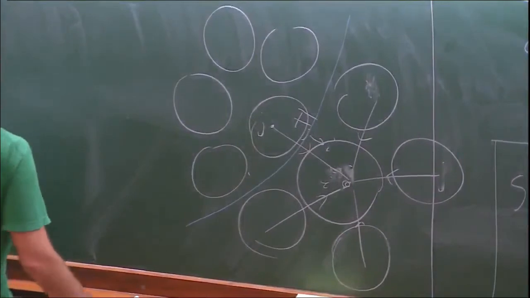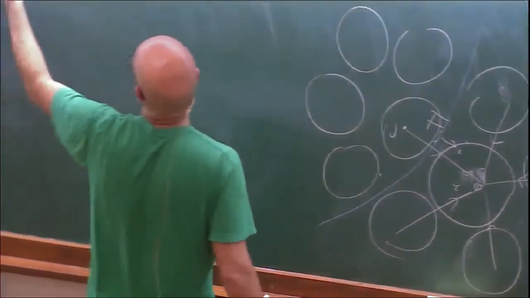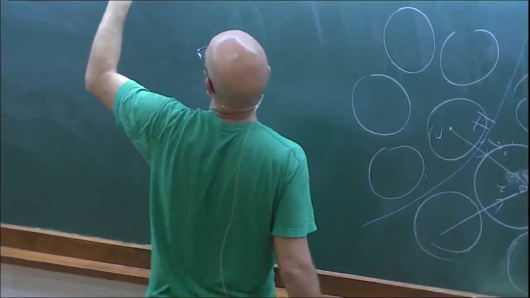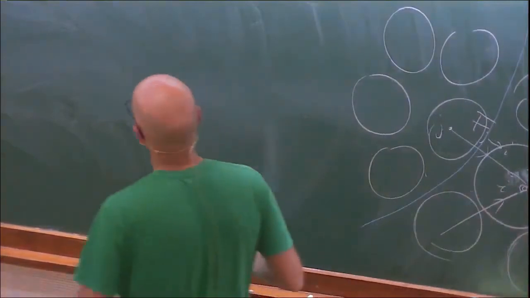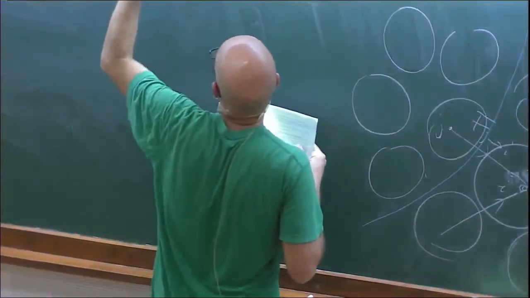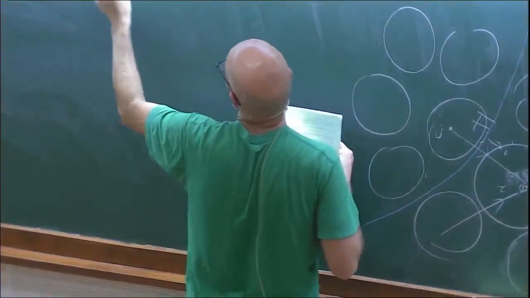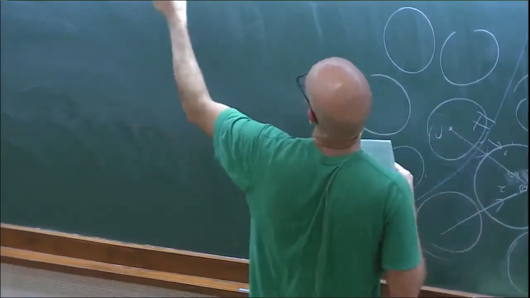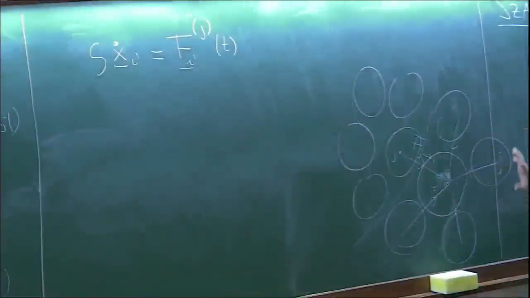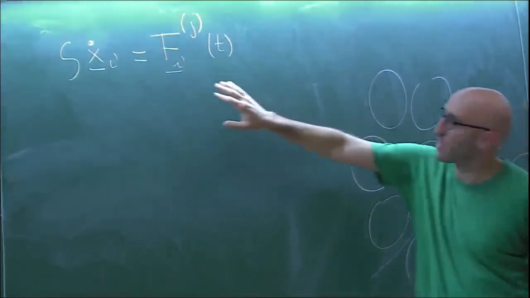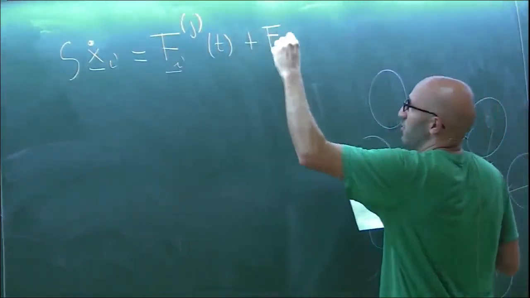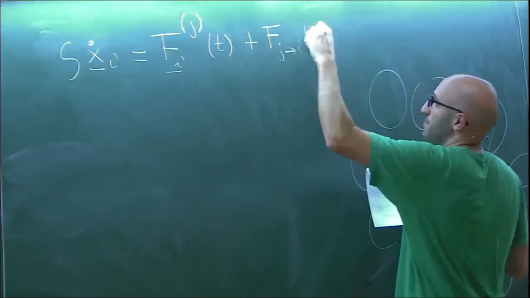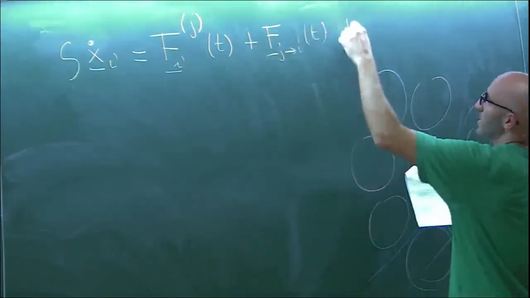I will write the equation, let me use the notations that I have here. I write this in this way. The total force on I is going to be a contribution that comes from all the neighbors except J, which I write in this way. It's F_i with subscript J, plus the force of J, plus the noise.